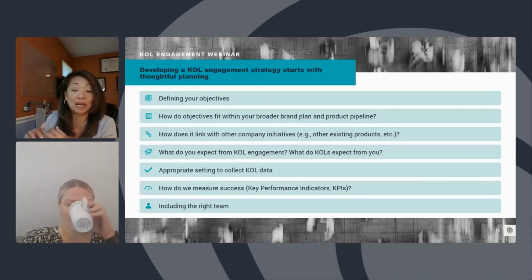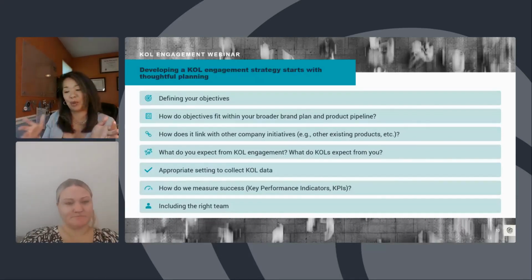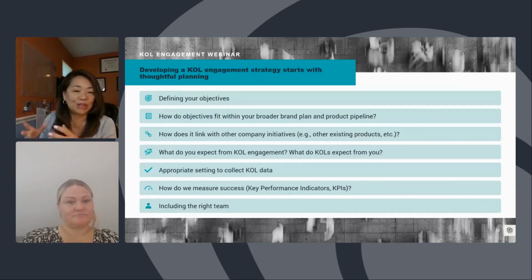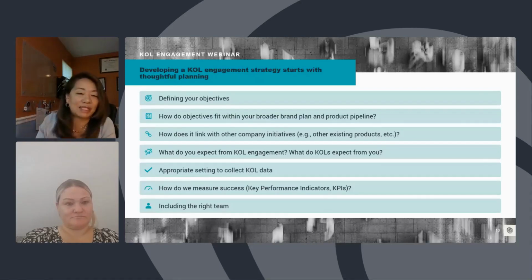Defining your objectives up front. How do the objectives fit within your broader brand plan and your product pipeline? Depending on where that product is in its life cycle, you might want to be asking different kinds of questions. How might this particular brand link to other company initiatives, and where and how can you find alignment there? So again, not thinking about these KOL engagements in a vacuum, but how they might relate to the other work that's being done already.